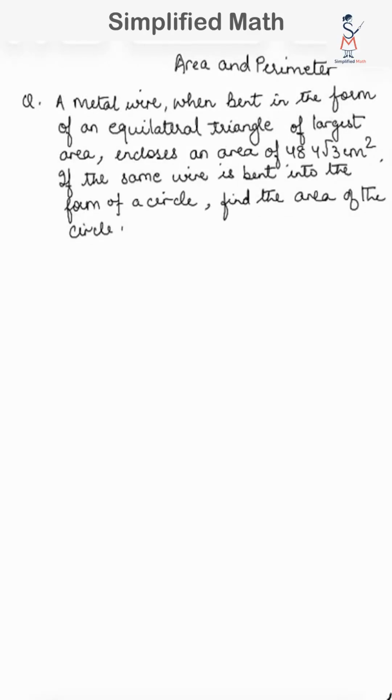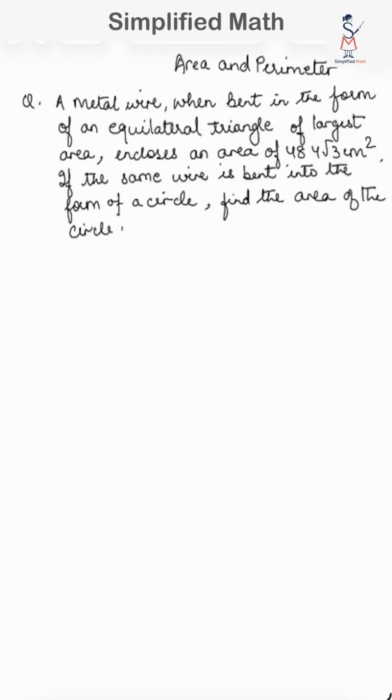Hi, we are doing area and perimeter. The question is: a metal wire, when bent in the form of an equilateral triangle of largest area, encloses an area of 484 root 3 centimeter square. Now, if the same wire is bent in the form of a circle, find the area of the circle.